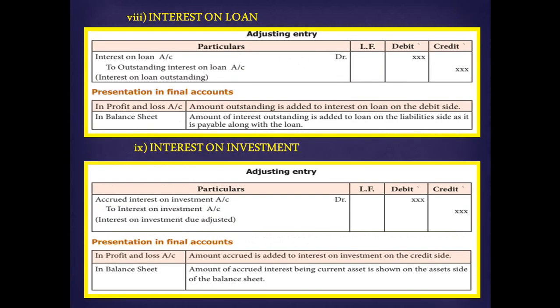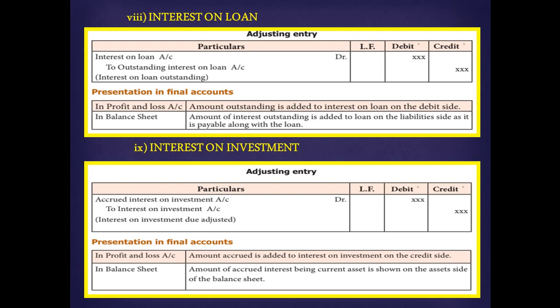Next one is interest on loan. Business entities may have loans borrowed from banks and other financial institutions. If any interest is payable on the loan and not yet provided at the time of preparing the trial balance, it is necessary to provide for outstanding interest on loan, and the adjustment entry is interest on loan account debit to outstanding interest on loan account.